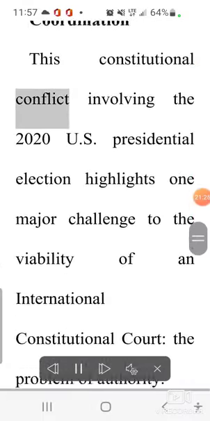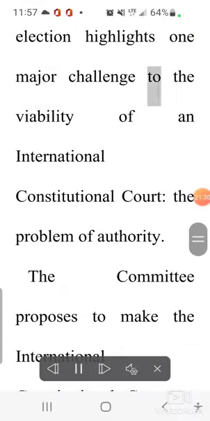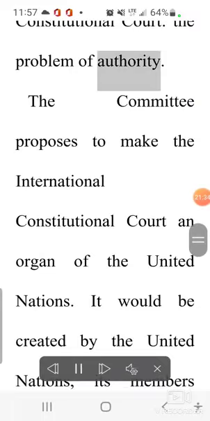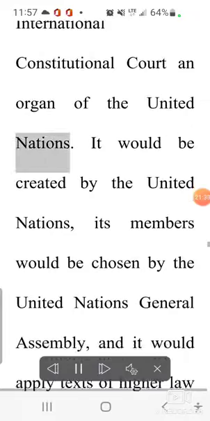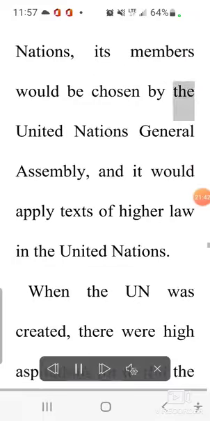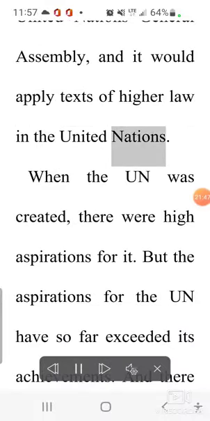This constitutional conflict involving the 2020 U.S. presidential election highlights one major challenge to the viability of an international constitutional court: the problem of authority. The committee proposes to make the International Constitutional Court an organ of the United Nations. It would be created by the United Nations, its members would be chosen by the United Nations General Assembly, and it would apply texts of higher law in the United Nations.